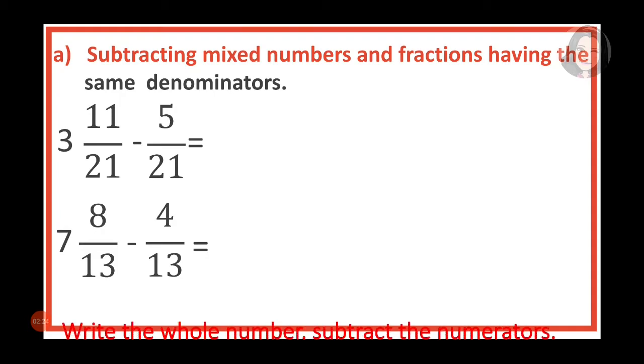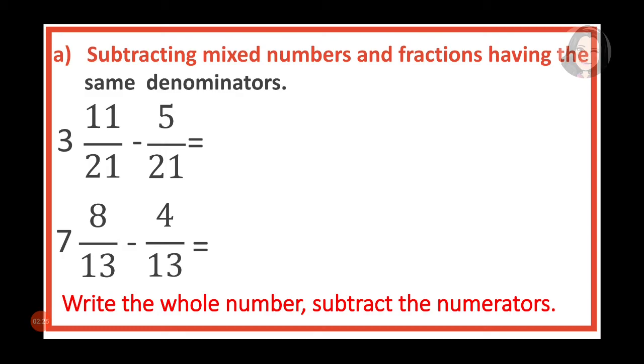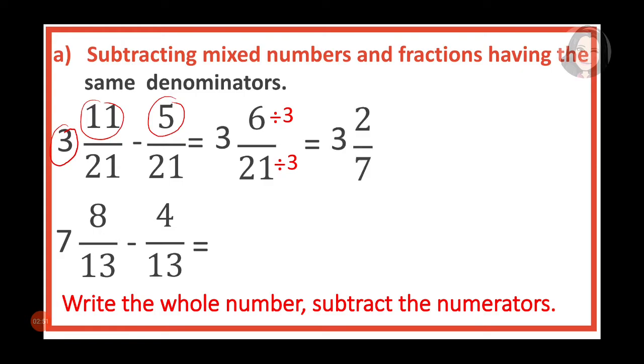What does the rule say? It says write the whole number, subtract the numerators. So in the first example, I have 3, that's my whole number. I'm just going to write it down, and next to it, I'm going to subtract 5 from 11 and write the answer. So my answer over here is going to be 3 and 6 over 21. But 6 and 21 are both multiples of 3. So I'm going to divide by 3, and my final answer is 3 and 2 over 7.